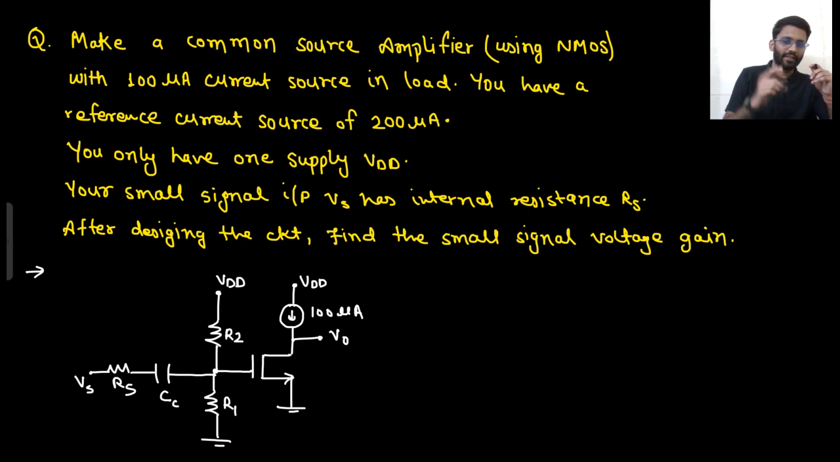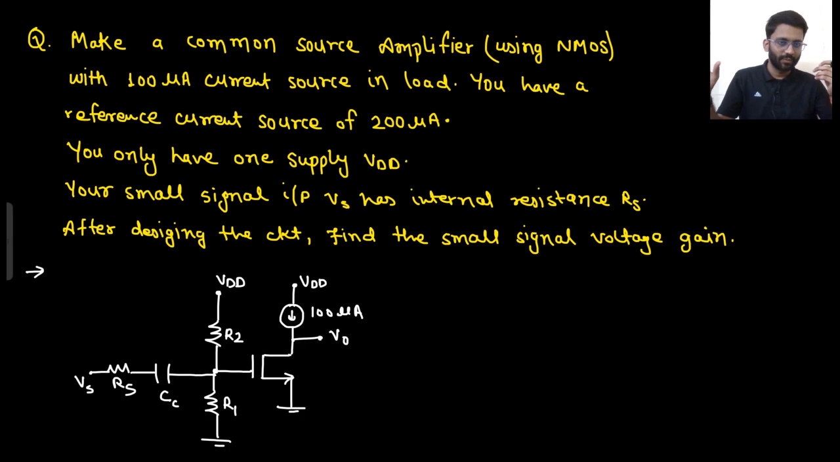What did they ask you to design? A common source amplifier with a 100 microampere current source in load. That's it. Then they said that you have only VDD. Okay, only VDD I am having. Then I have to bias it. How will I bias it? By using a potential divider, R2 by R1. Resistor divider or potential divider using R2 and R1.